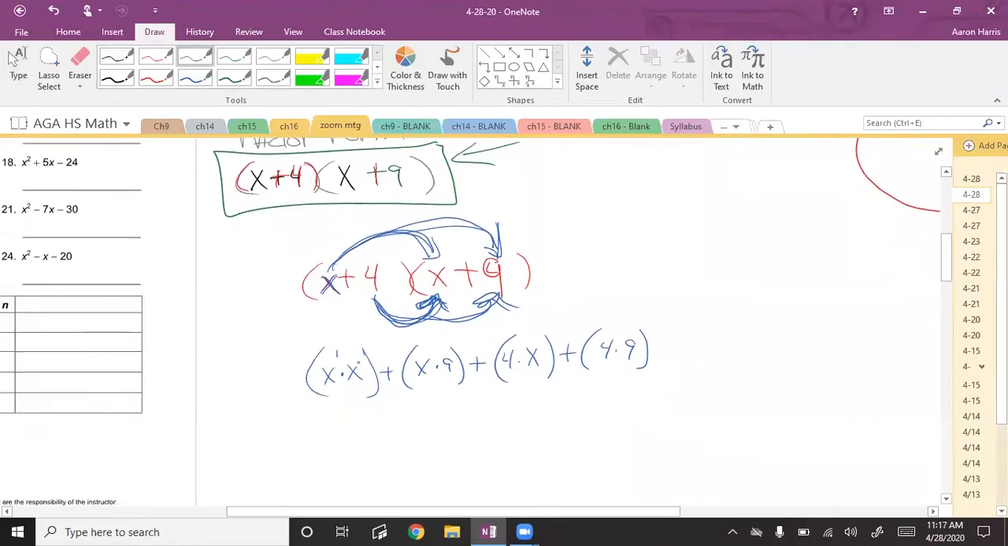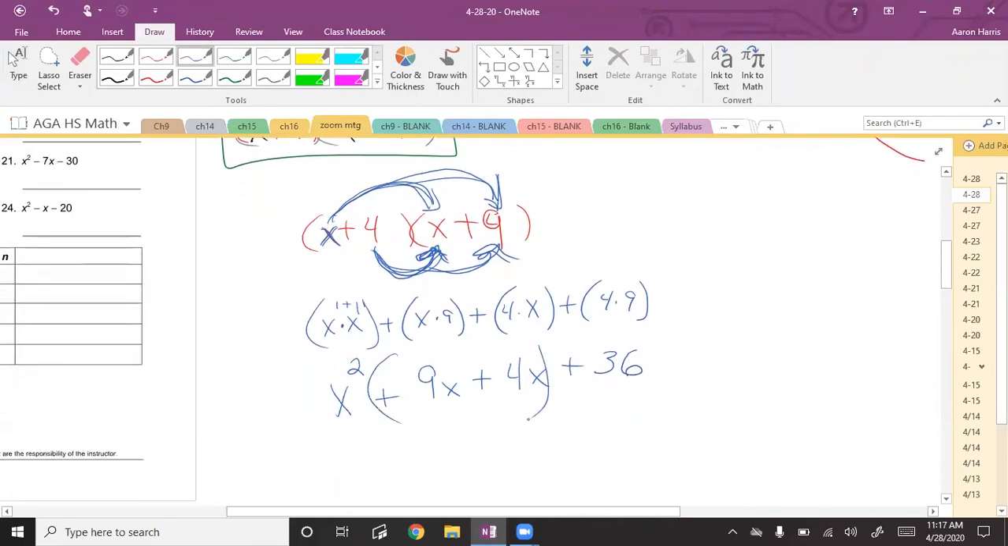So what's x times x? You need your iPad. x squared, because 1 plus 1. What is x times 9? 9x. What's 4 times x? 4x. What's 4 times 9? 36. Right. So I have 9x plus 4x because they're the same term. I can add them. What do I get?